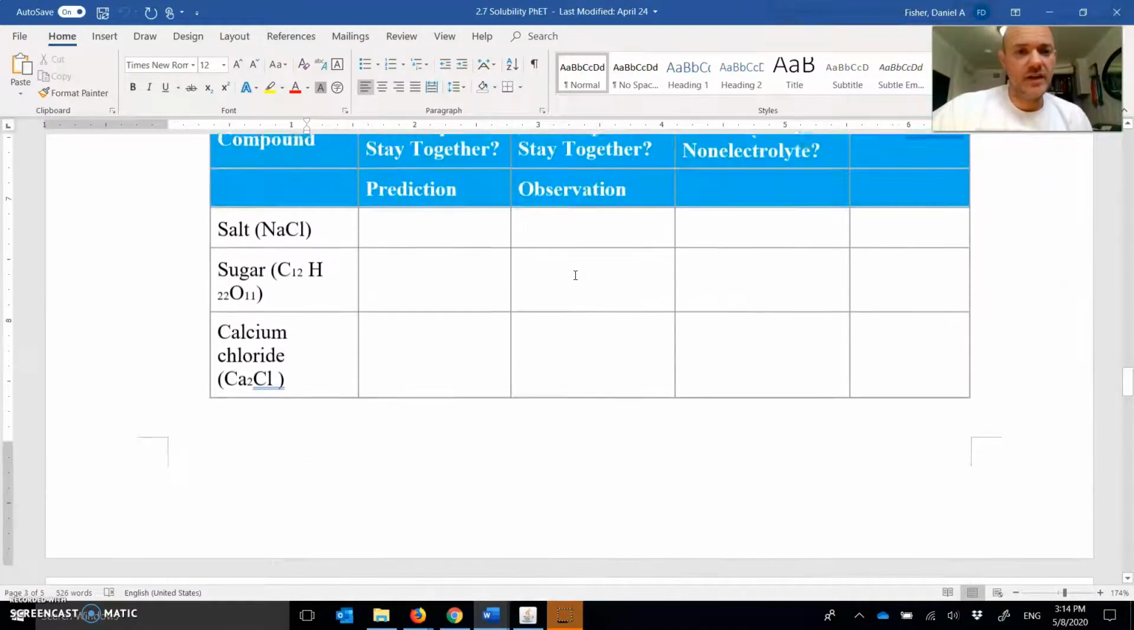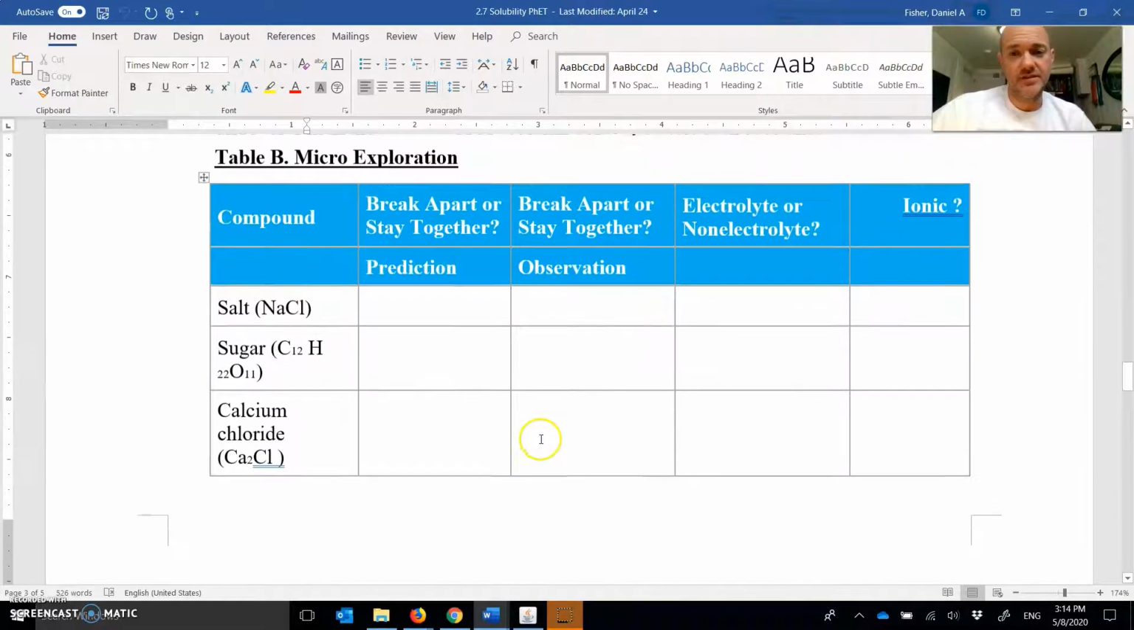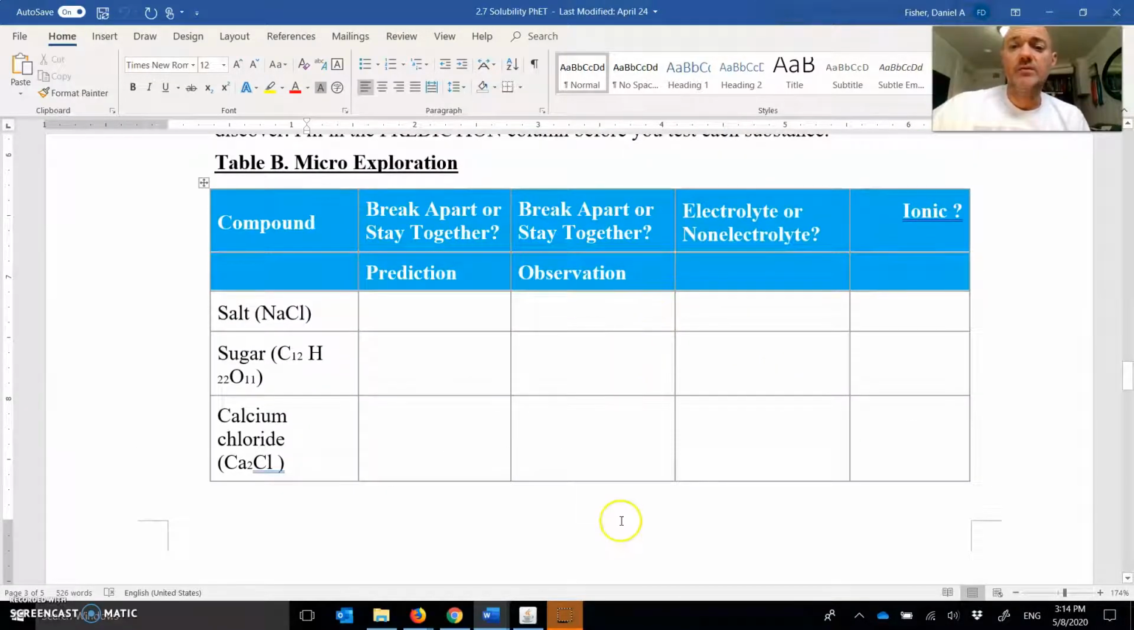So I'm going to look at these 5 substances. And once we observe them, you're going to determine whether it's an electrolyte or a non-electrolyte. And I want you to think about if it's ionic or not. Is it metal and nonmetal together, or is it just nonmetals? There aren't any metallic substances in here, things that are just metals. But I want you to think about which ones are metals and which ones are nonmetals.